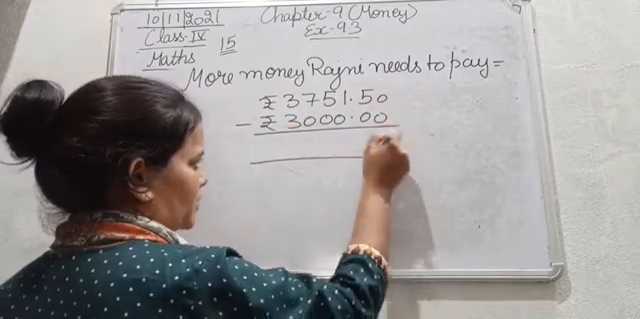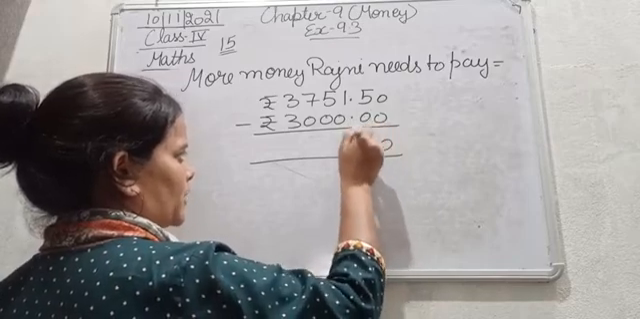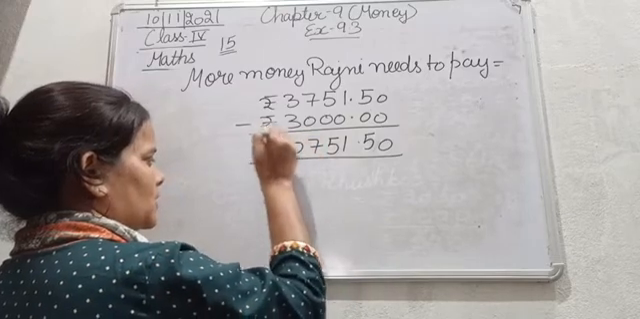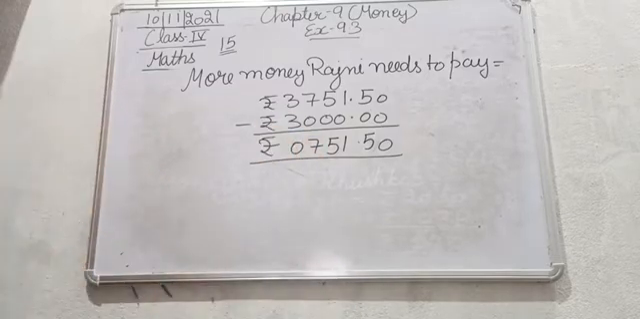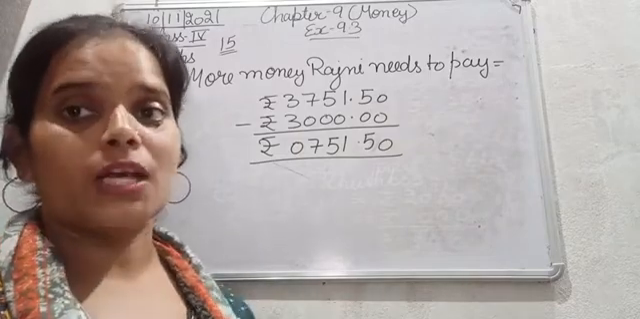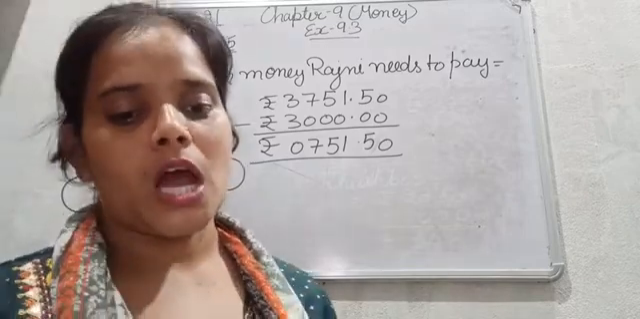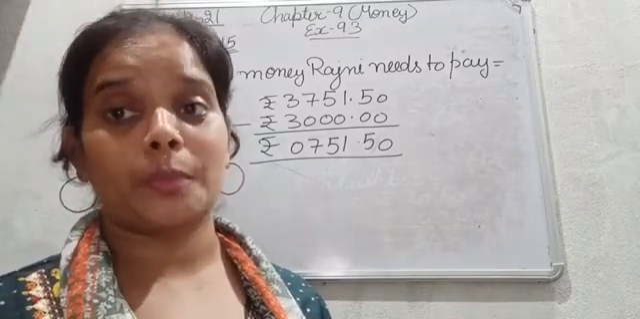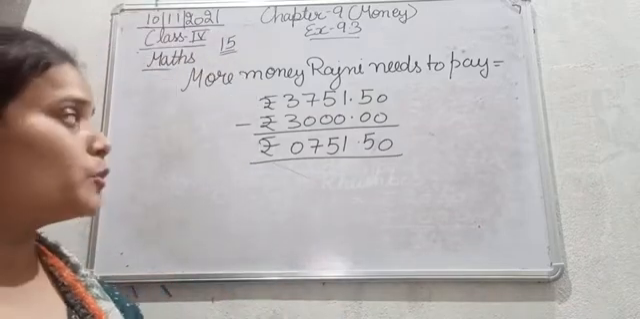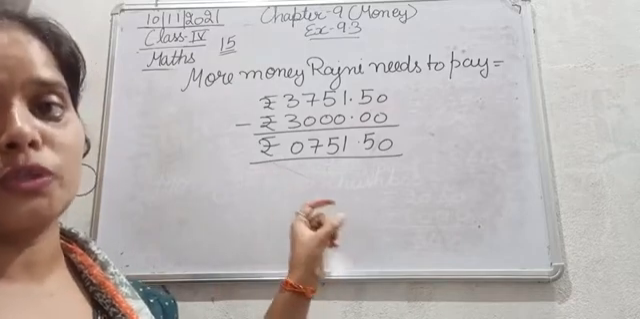Okay, so let's find out. 5 minus 0, 5. 1, 5, 7, 0. So that means Rajni needs to pay 751 rupees 50 paisa more for her bill. So this is the amount that she needs to pay more. Now the question was how much more money Rajni still has to pay. So therefore Rajni has to pay 751 rupees and 50 paisa more to Khushbu.